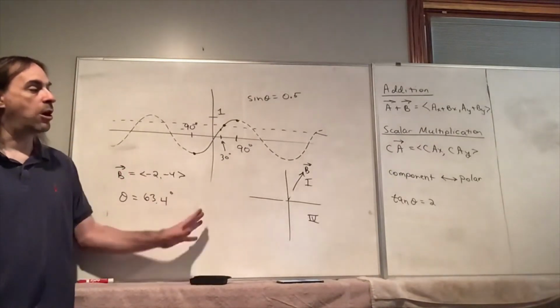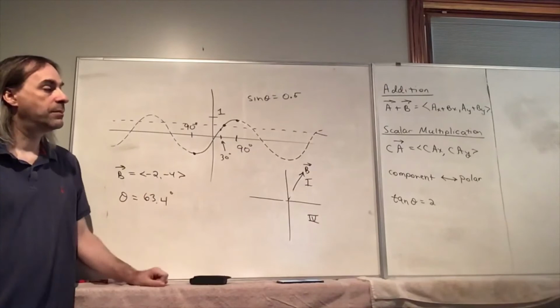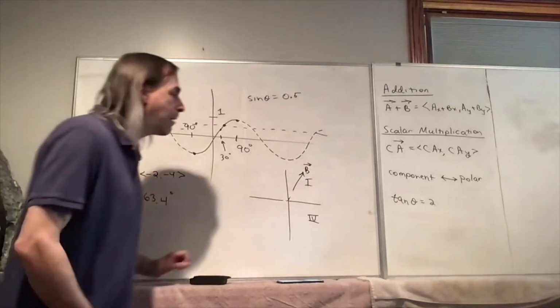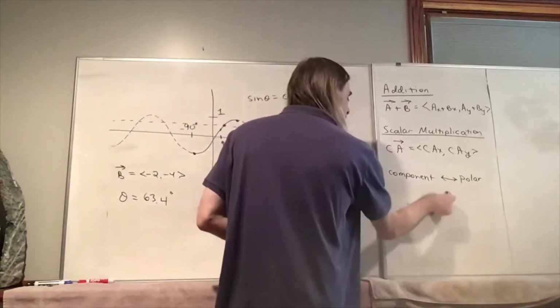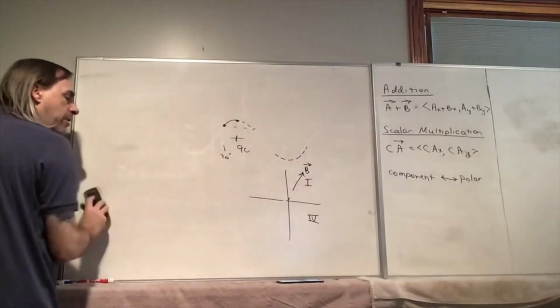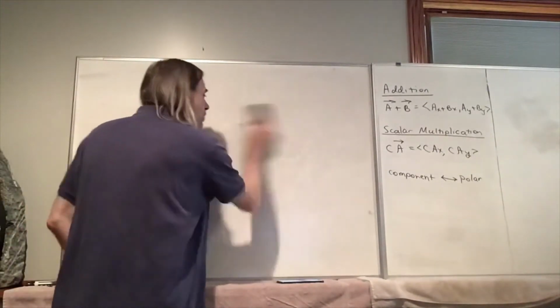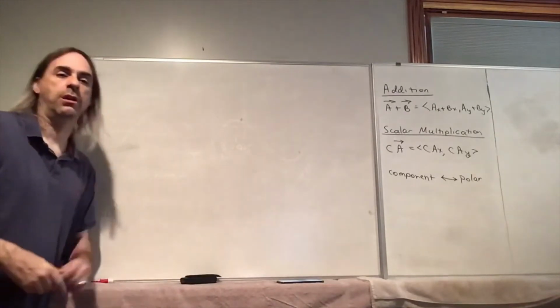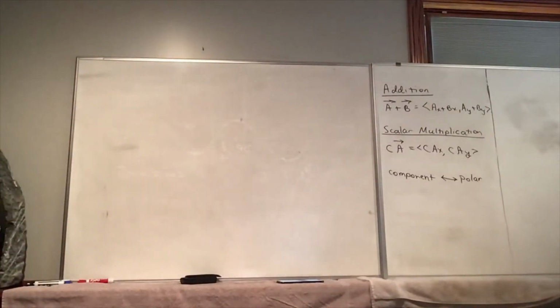Okay, so that was the hard one, going from component form to polar form. Going the other way around, that one's actually kind of easy because you don't have this ambiguity. If you have a vector in polar form, you know what the angle is. That's where the confusion can come from, just the definition of that angle.